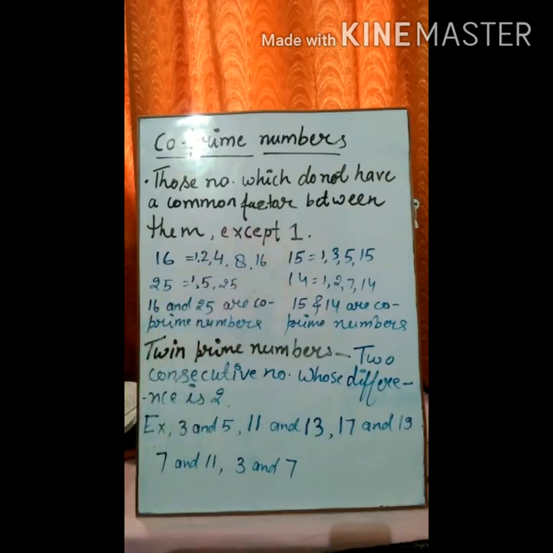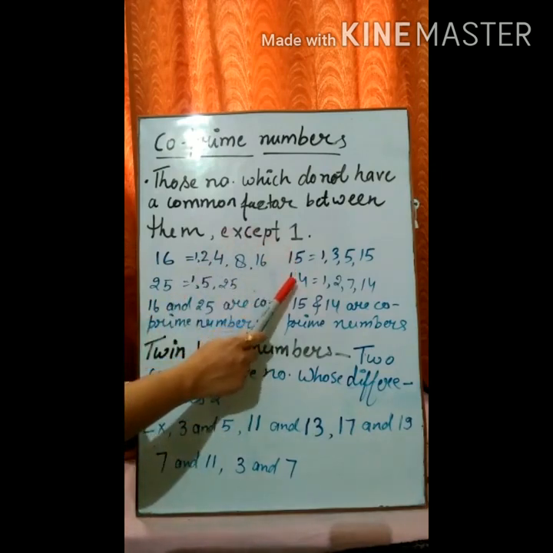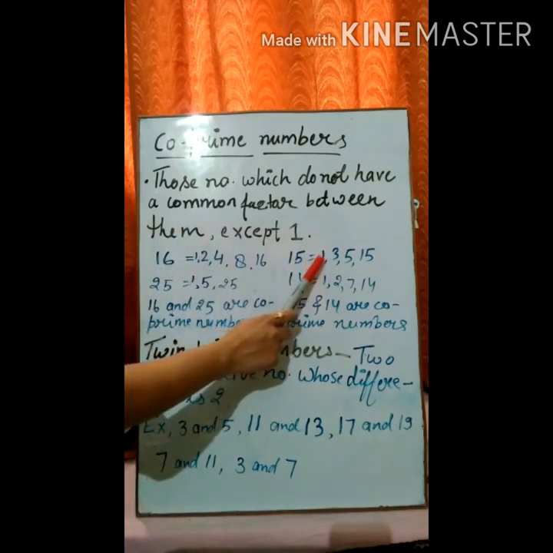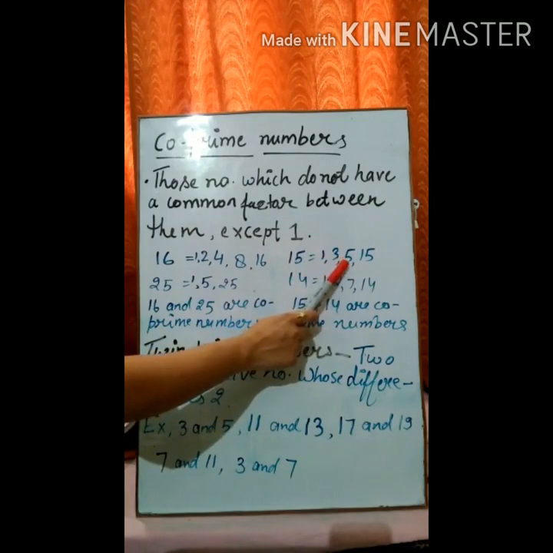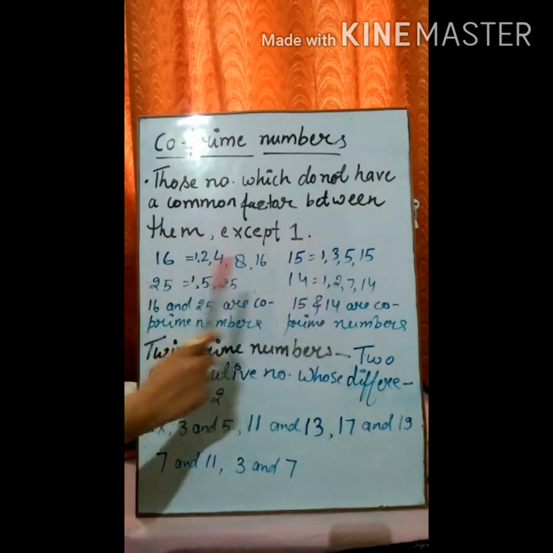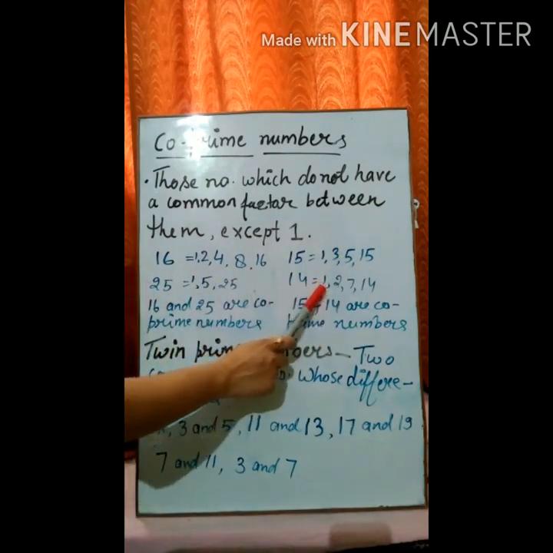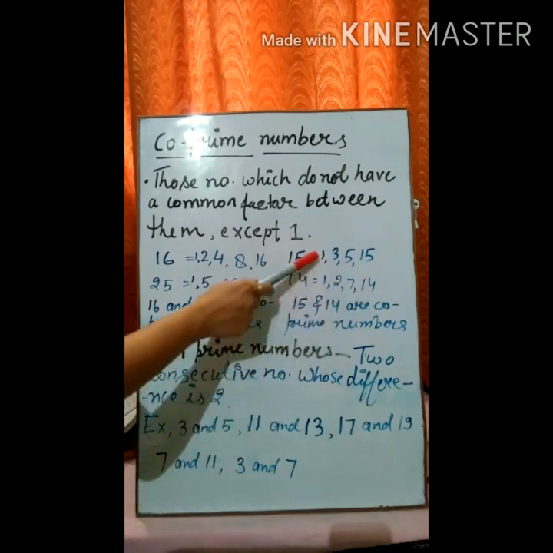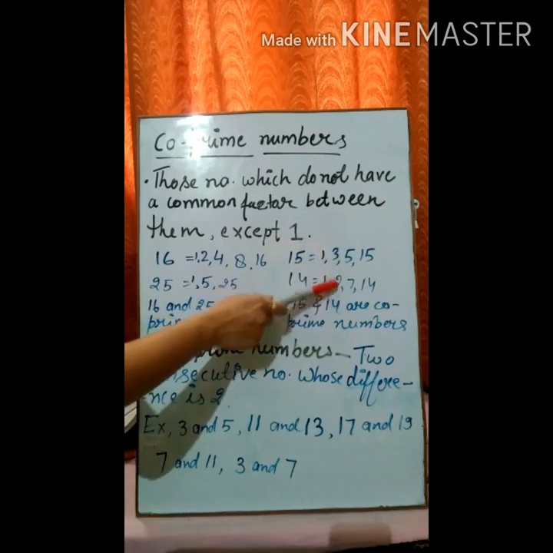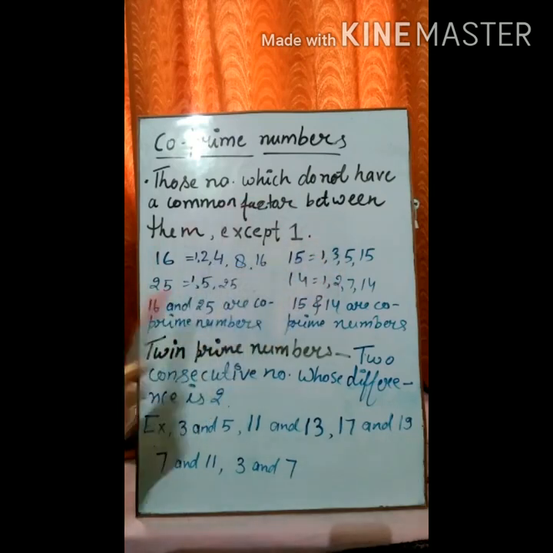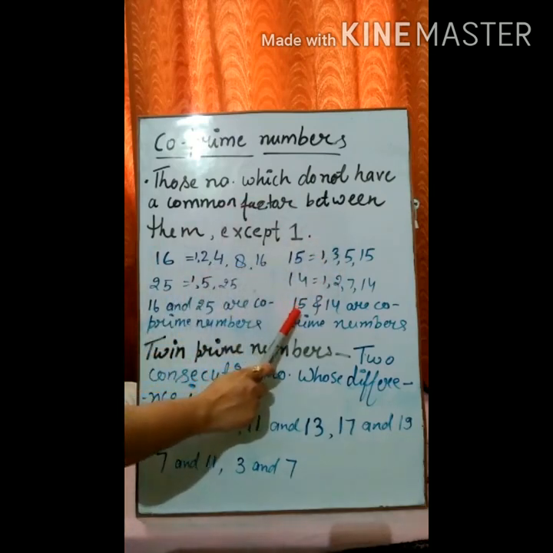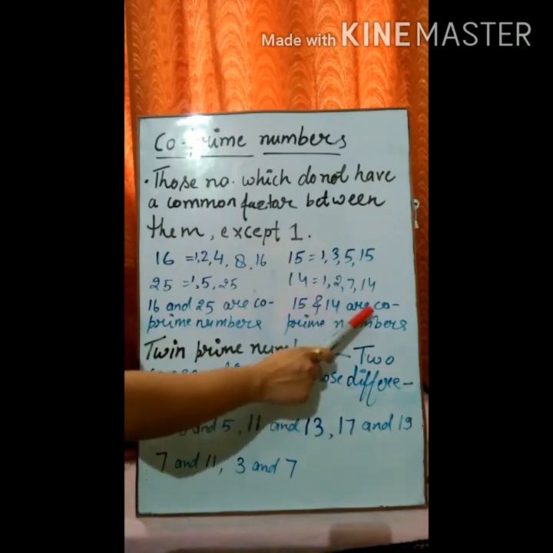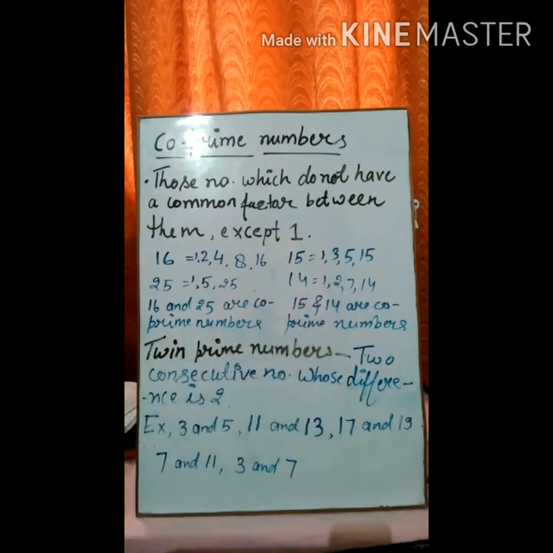Let's see one more example. 15 and 14. Factors of 15: 1, 3, 5 and 15. Factors of 14: 1, 2, 7 and 14. Except 1, nothing is common there. So, 14 and 15 are co-prime numbers.